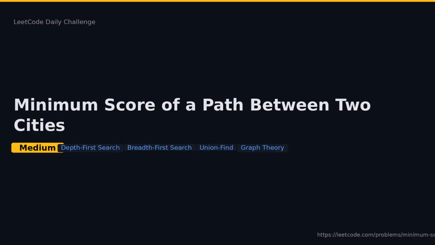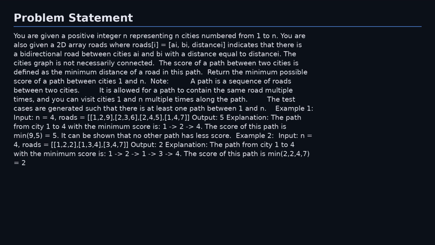Today we're going to tackle a medium-level problem on LeetCode, called minimum score of a path between two cities. This problem is all about finding the minimum score, or distance, between two cities in a graph. We'll be using a union find approach to solve this problem, and I'll guide you through it step by step.